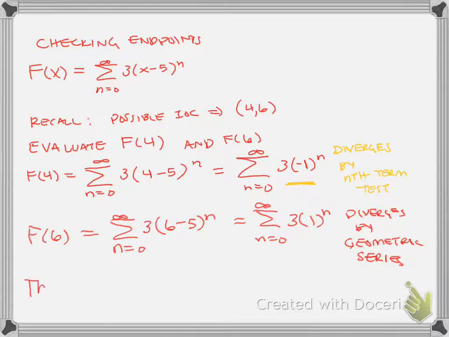So therefore, we can say thus our IOC is going to be 4, 6. Just recall, open parentheses here means that you don't include the endpoints. If you did include the endpoint, then you would use the bracket symbols. Okay, so just keep that in mind. So the IOC is 4 to 6, and then the ROC is 1.